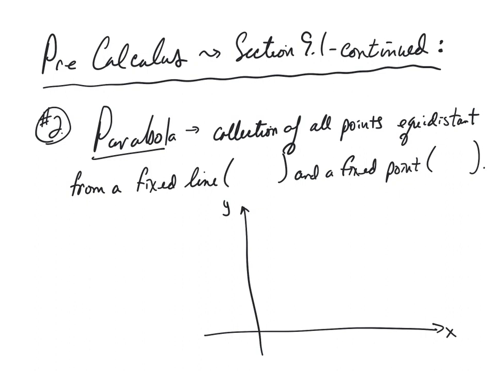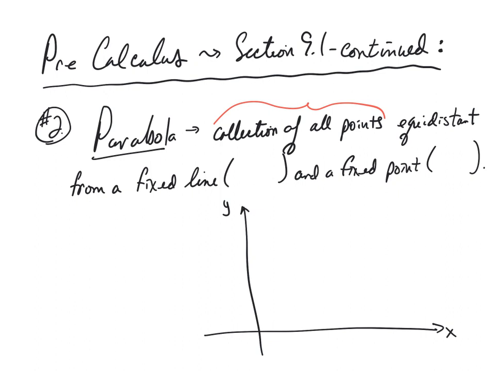And just like we had with circles, we're going to look at the definition in terms of all of the points. So the definition for a parabola starts off as the collection of all points. Okay, and so what we're looking at is every individual point on a parabola, and what's true about it. So the definition then goes like this: collection of all points equidistant from a fixed line and a fixed point.